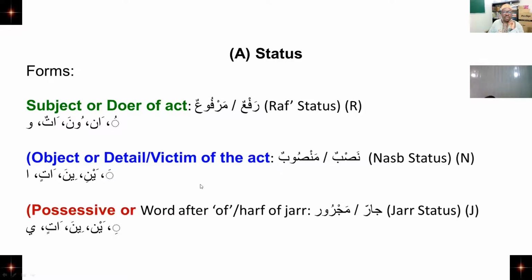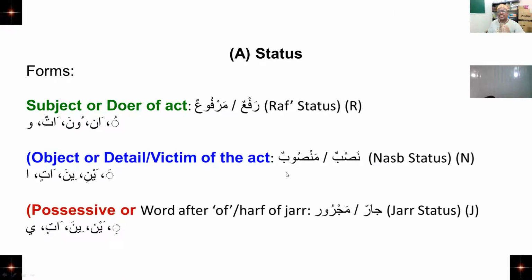Okay, let's go to nasb. Nasb, or the status of nasb that makes an ism to be identified as mansub, happens when the ism is an object. An object of a subject, of course, or a detail of the doer, right? That's what we say. A detail or victim of an action, the one that was affected by the action, most of the time becomes mansubun. Why? It is in nasb status.